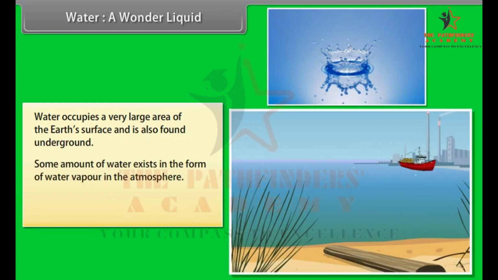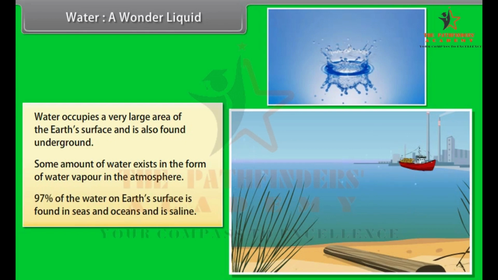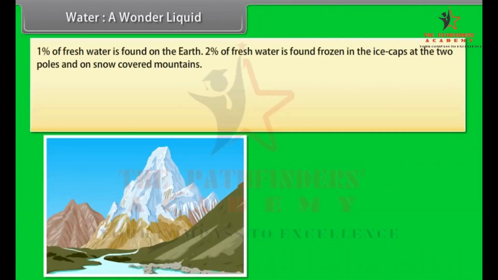The availability of fresh water varies from place to place. During summer season, most places have to face a shortage of water. Importance of water. Water is so necessary because all organisms require it.